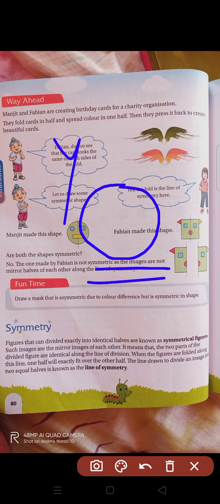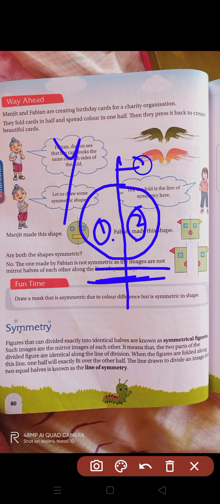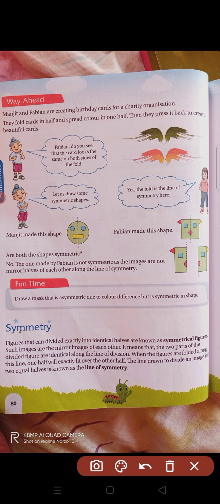So we say that this is the symmetrical figure, and if we draw a line segment which divides the given figure into two equal halves, it is known as a line of symmetry. So this figure is known as a symmetrical figure, and this is known as the line of symmetry. In the same way, let me give an example of a square.